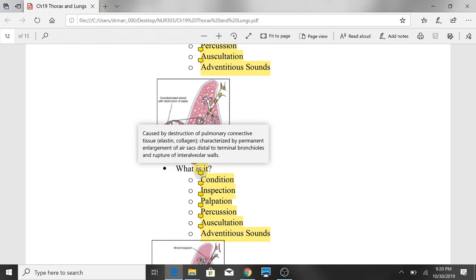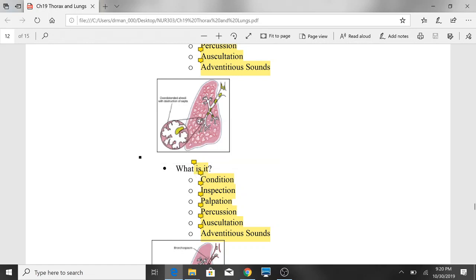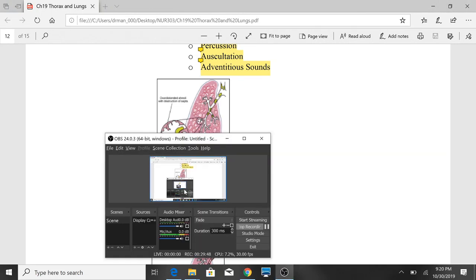Alright, what about if we inspect someone with emphysema? What would we find? You'd have an increased anteroposterior diameter, barrel chest, accessory muscles used to aid respiration, tripod position, shortness of breath, especially on exertion, respiratory distress, and definitely tachypnea.